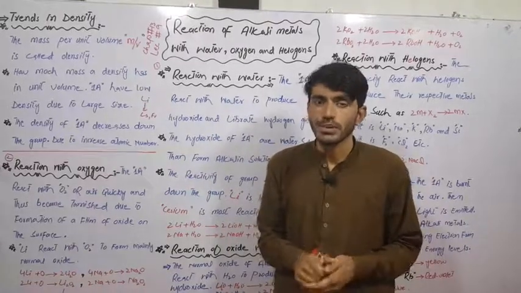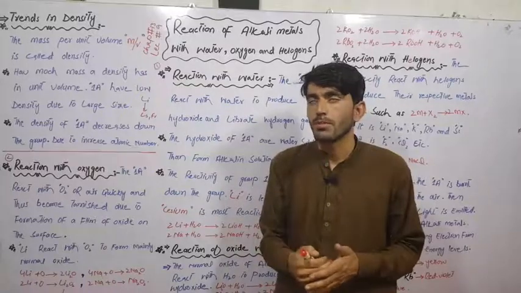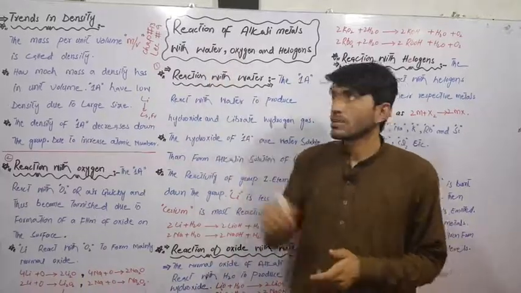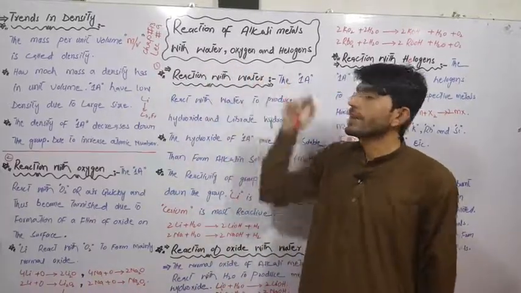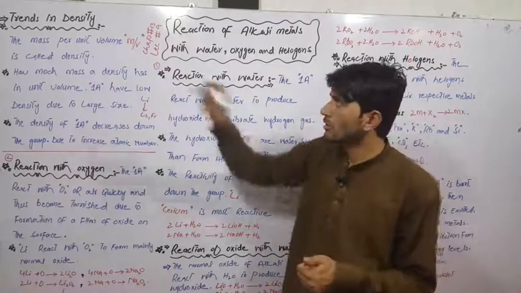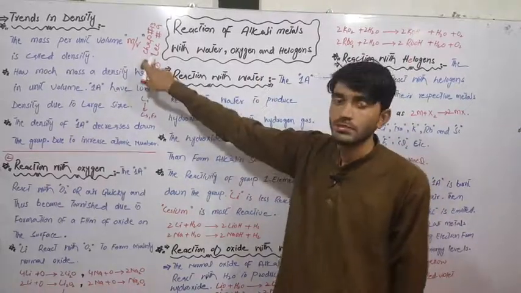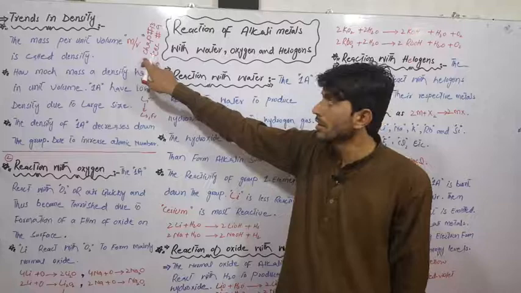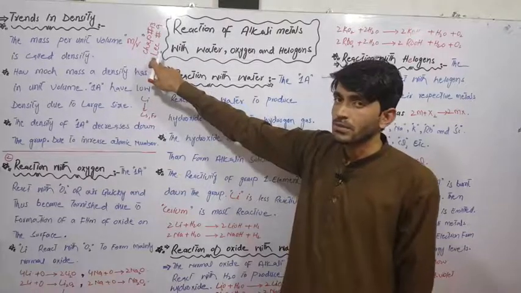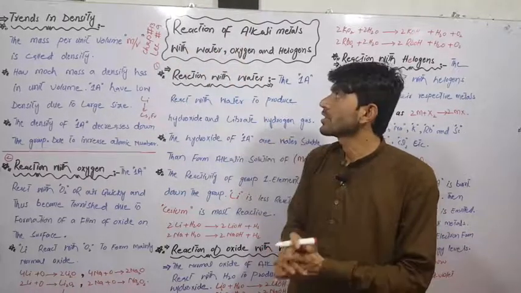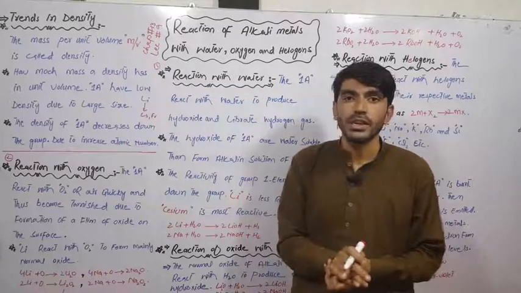Welcome to our next chemistry lecture. In today's lecture, we are going to discuss the reaction of alkali metals with water, oxygen and halogen. Before delivering our topic, I would like to tell you it is chapter number 13 of second year, first chapter S&P block element, lecture number 9. Today's topic is the reaction of alkali metals with water, oxygen and halogen.